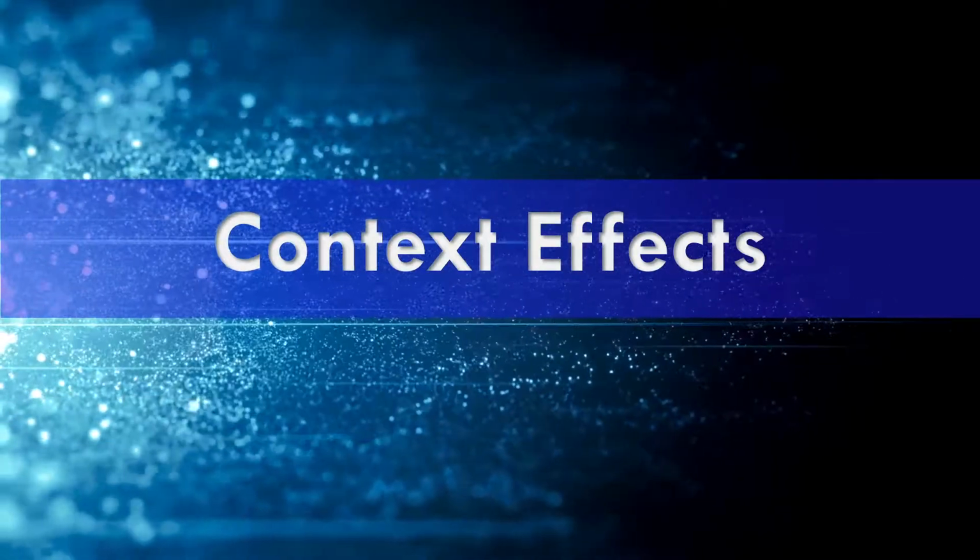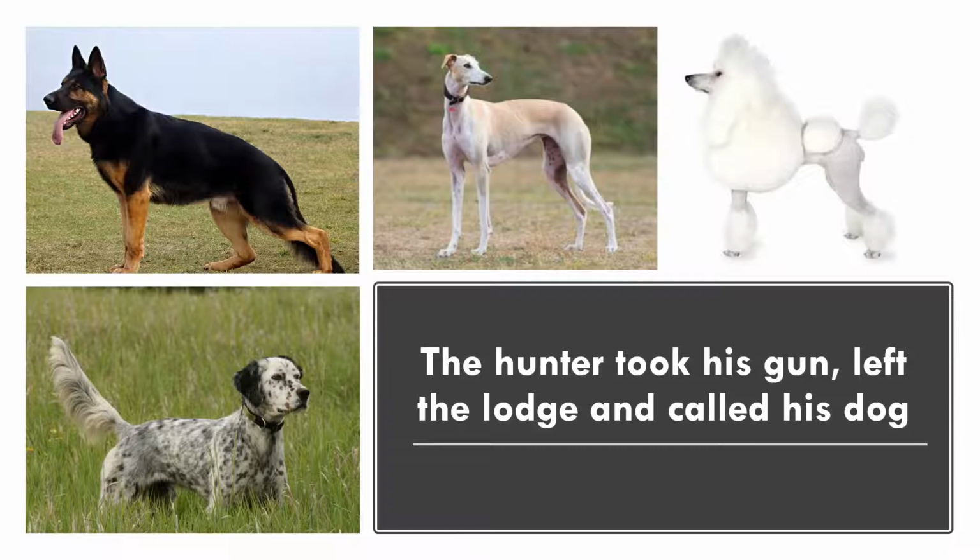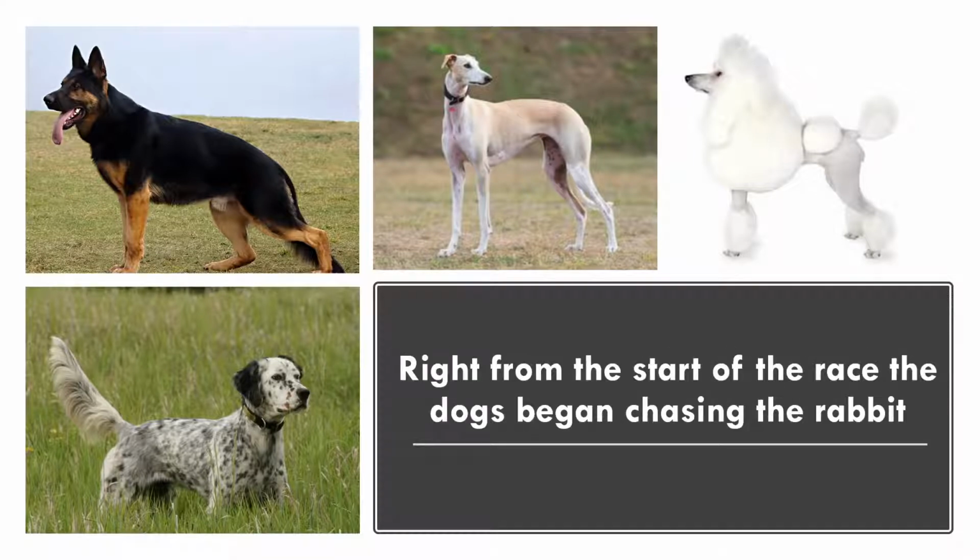Now, context effects. When you read the sentence, "The hunter took his gun, left the lodge, and called his dog," what dog comes to your mind from these four dogs you're looking at? Next, in the sentence, "Right from the start of the race, the dogs began chasing the rabbit," which of these four dogs comes to your mind?